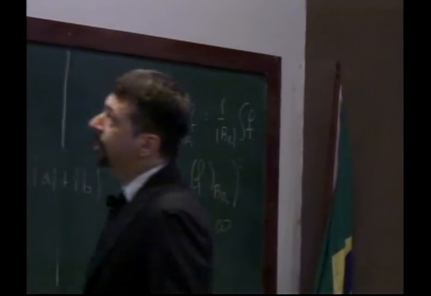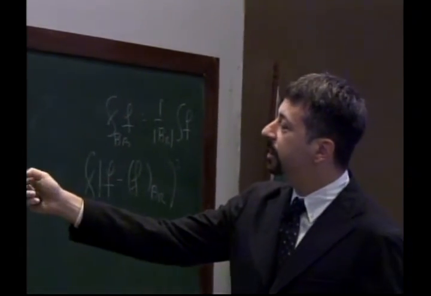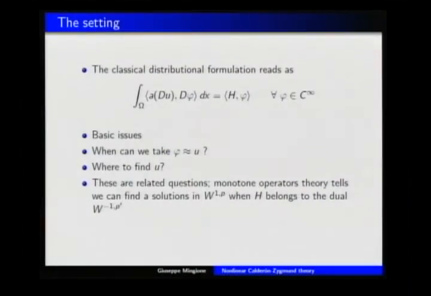Why? Because assume that you have a function in W^{1,p}. Then it is easy to see by the growth conditions imposed on this operator that this defines an element of the dual. Therefore, by duality, this is equal to H, and therefore H is in the dual of W^{1,p}. On the other hand, if H is in the dual of W^{1,p}, you can apply standard monotonicity methods, like, for instance, the Minty-Browder theorem. And the Minty-Browder theorem gives you back a W^{1,p} solution.